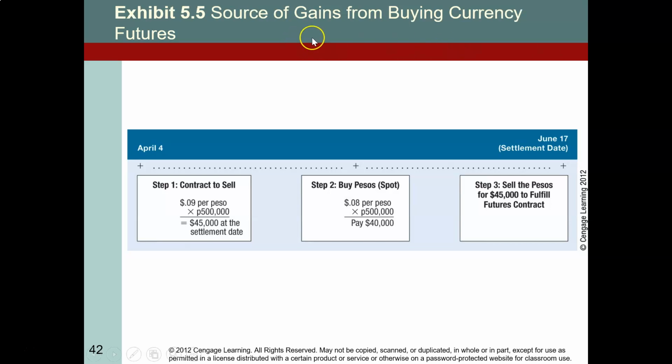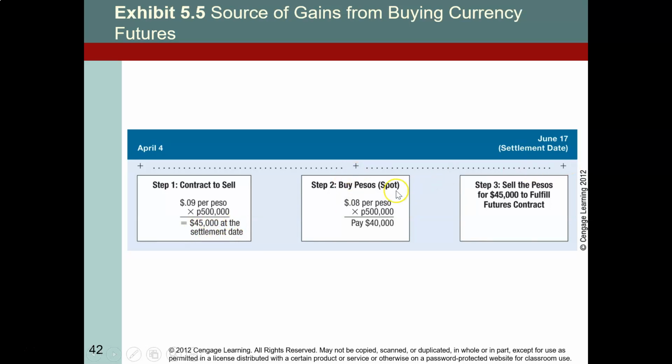Source of gains from buying currency futures. In this example, on April 4th, someone can have the futures contract to sell at the rate of $0.09 per peso for 500,000 pesos. So it could sell and receive $55,000 at the settlement date.